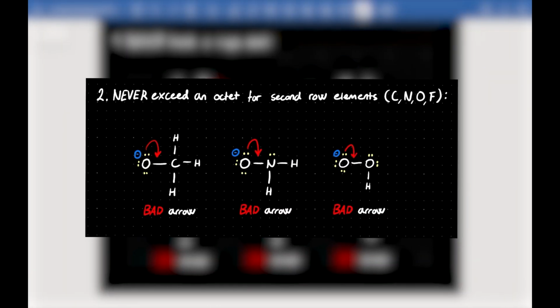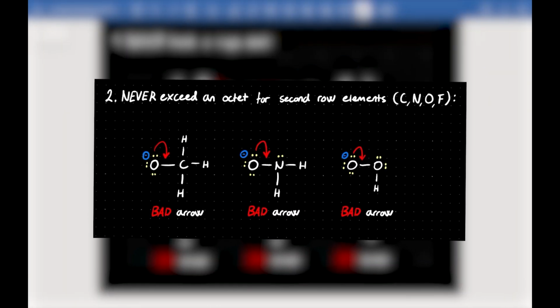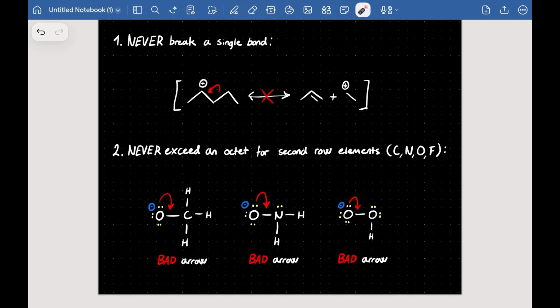Number 2, never exceed an octet for second row elements. Elements in the second row, carbon, nitrogen, oxygen, and fluorine, all have exactly 4 orbitals in their valence shell. That's it, 4 slots, no expansion pack, no DLCs, nothing of that. Each of those orbitals can do one job, form one bond or hold one lone pair. That means they can never have 5 or 6 bonds. 4 is the absolute maximum. The central atom physically cannot form another bond. It doesn't have a 5th orbital available.